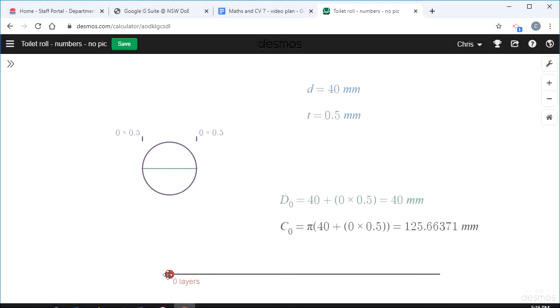So layer 1 has a diameter, D sub 1, of 40 plus 2 times 0.5, which is 41 millimetres. The circumference there, C sub 1, is 128.81 millimetres, rounded off to a couple of decimal places. D sub 2 is 40 plus 4 times 0.5, which is 42, giving me C sub 2 of 131.95 millimetres, again to a couple of decimal places. And you can continue adding layer and layer and layer.